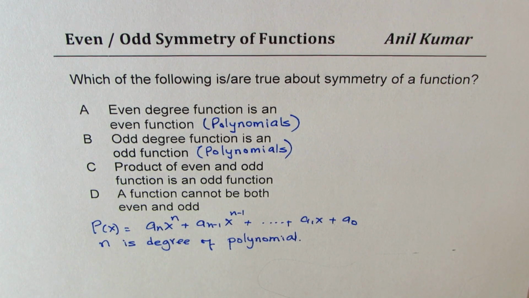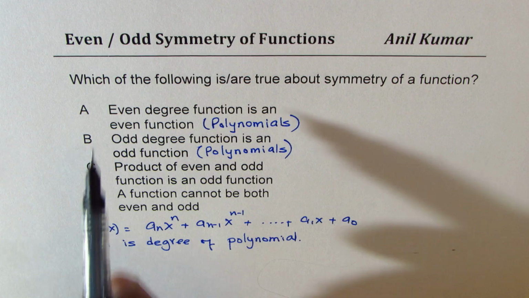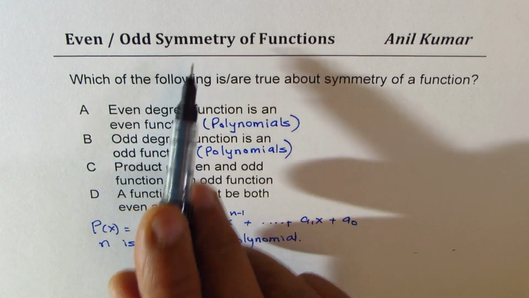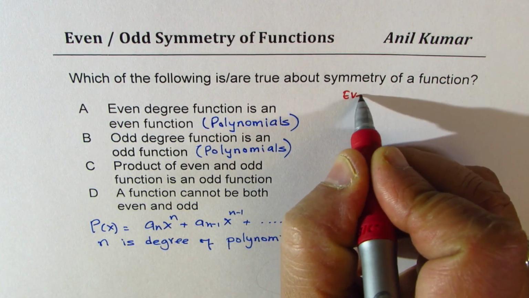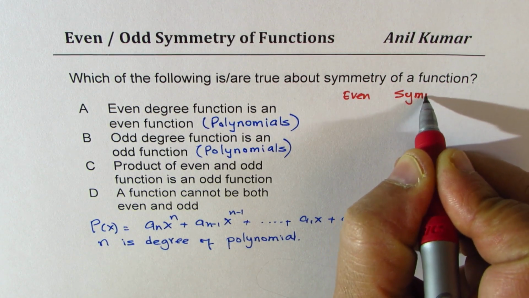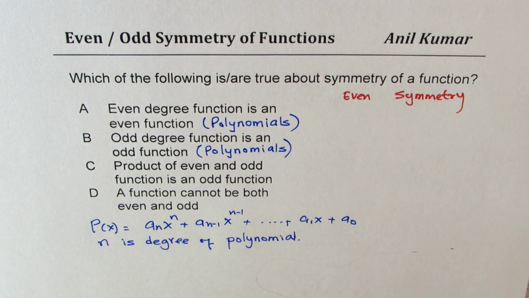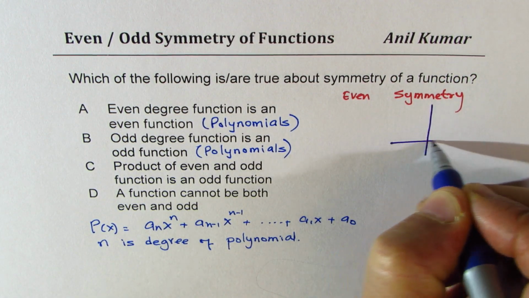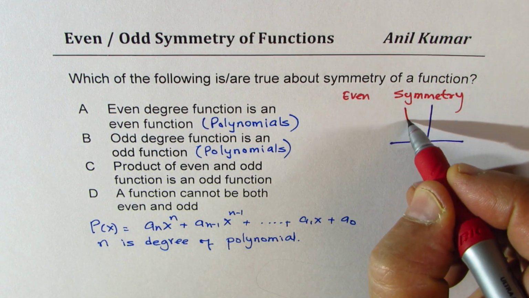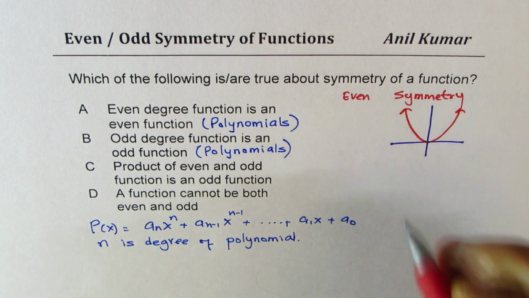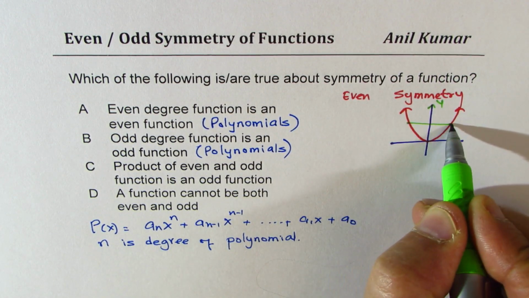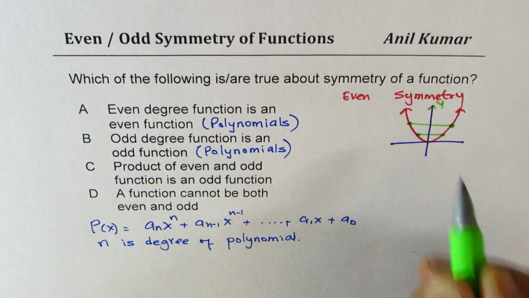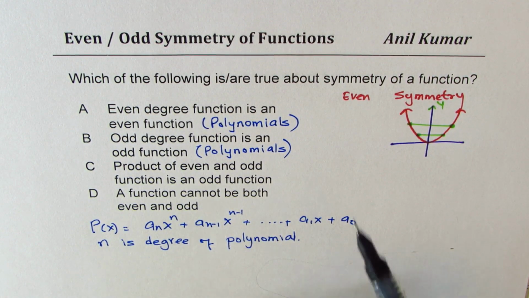Now, before we begin to answer these questions, let's try to understand what even symmetry is and what is odd symmetry. So what is even symmetry? Even symmetry basically means that if I sketch a function, then it is symmetric about the y-axis. So a function being symmetric about the y-axis, that means we have a mirror image. Do you see that? So that is even symmetry.